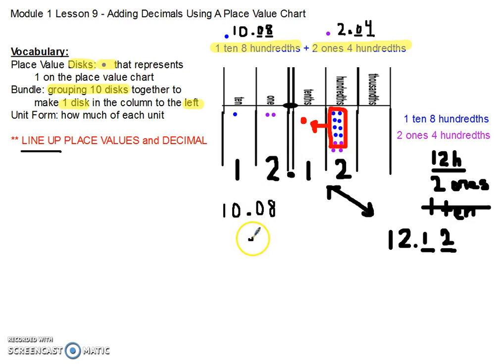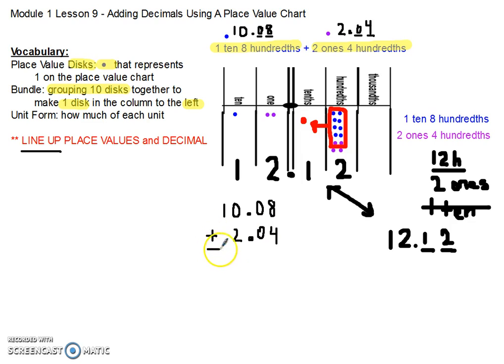I'm going to make sure that I line up my decimals, and I have 2 in the ones, so right underneath my ones I'm going to put my 2. I have my 0 in the tenths, so I'm going to line that up with my other tenths, and then in the hundredths I have 4. So I'm going to make sure I line that up.